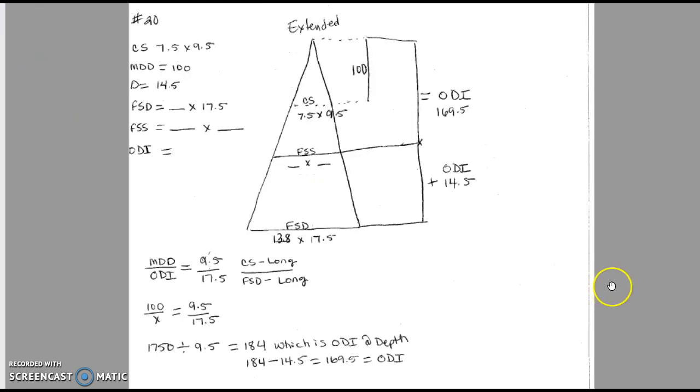From there, you should be able to figure out the other parameters, the field size on skin and the field size short length at depth. I have it figured out here for you: 138.5.